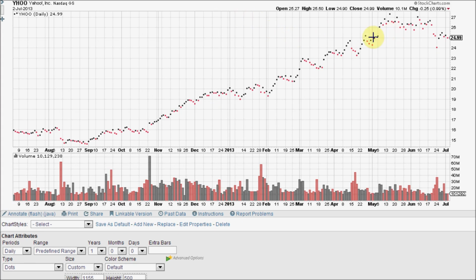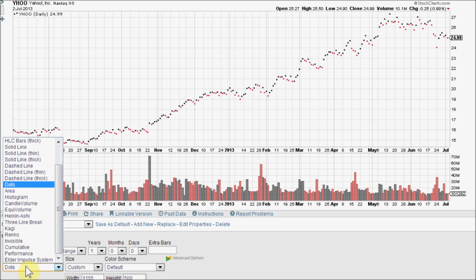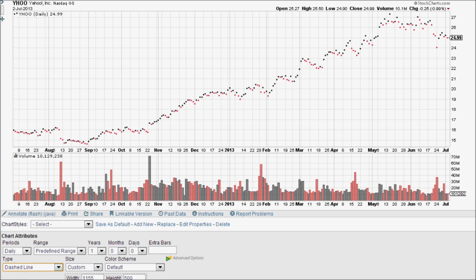Here's an example of a dot chart. All it shows is the close of each day, and the color red for a down day or black for a positive day where the stock went up. Not a whole lot of information there. Okay, then we go to a dashed line. Now that's a little better.